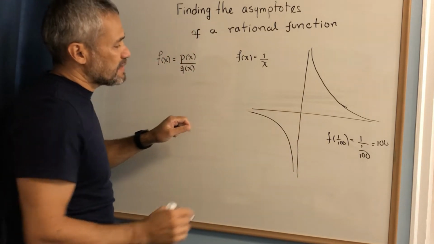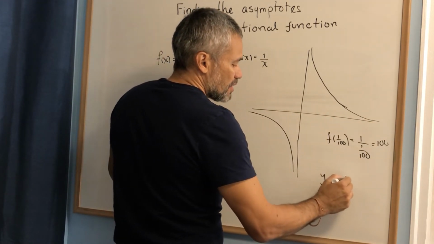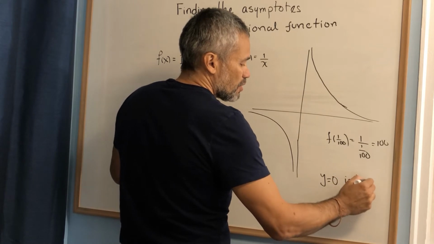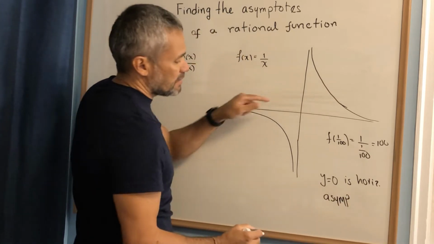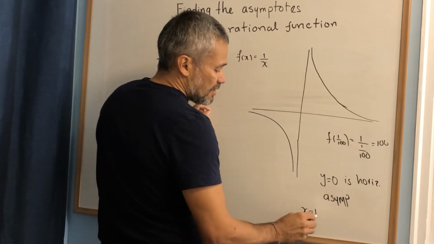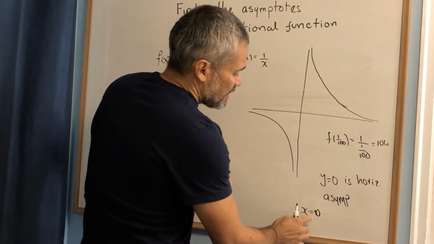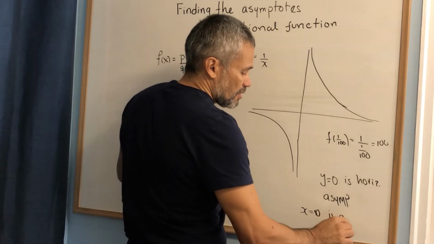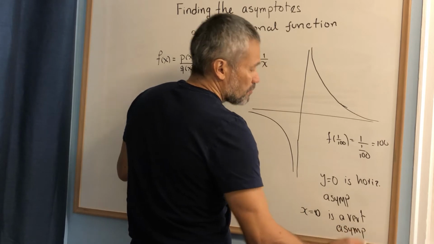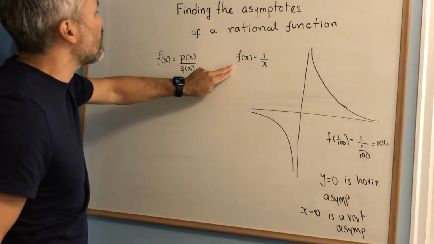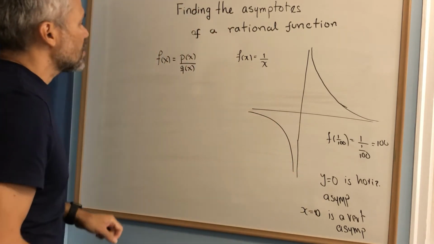And here we can see that this line, which is a horizontal line, y equals 0, is a horizontal asymptote. And the line x equals 0 is a vertical line. This is a vertical asymptote. Then this is an example of a rational function that has horizontal asymptotes and vertical asymptotes.